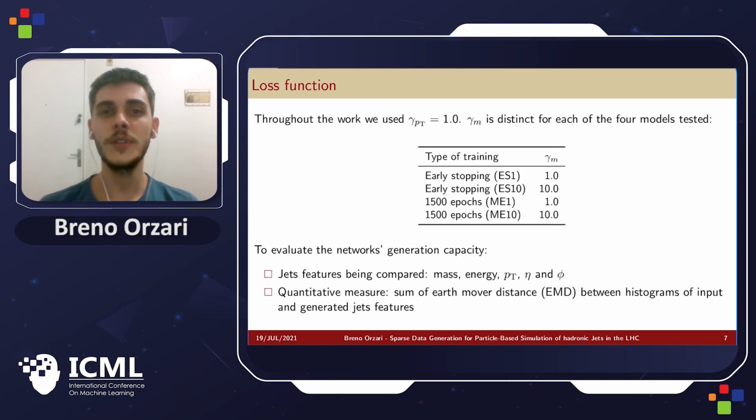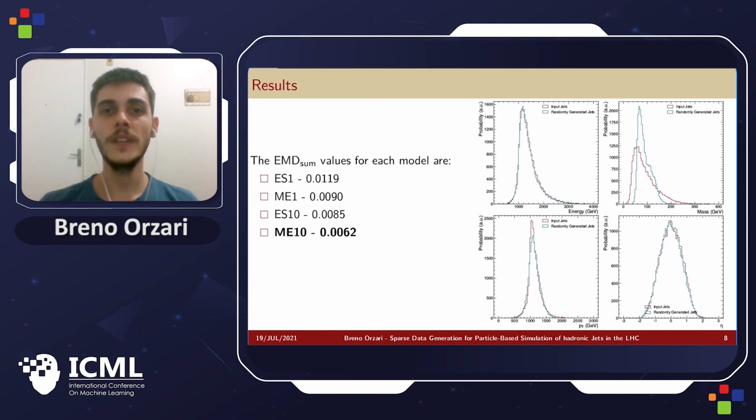To evaluate the network generation capacity, we used the jet's mass, energy, pT, eta, and phi. As a quantitative measure, we used the sum of the Earth mover's distance, or Wasserstein distance, between each of the input and generated jet's features distributions. The model that showed the smallest EMD sum was the one trained for 1500 epochs with gamma_m equal to 10. As can be seen in the figures on the right, the distribution of the generated jet's features showed very good behavior, except for the generated jet mass on the top right corner.